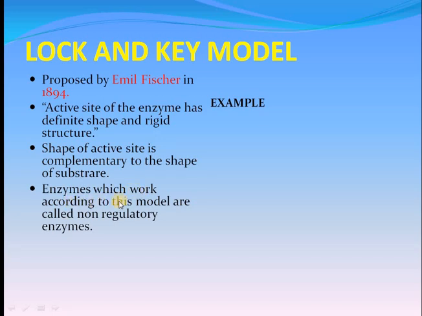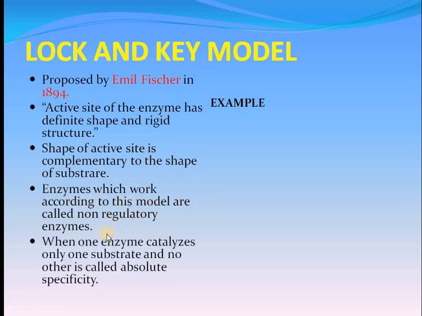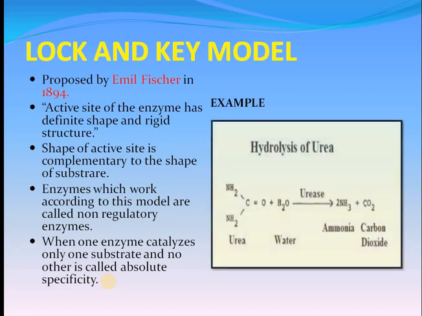Enzymes which work according to this model are called non-regulatory enzymes. When one enzyme catalyzes only one substrate and no other, it is called absolute specificity. This model is exercised by a very small number of enzymes. Here is an example of this model: hydrolysis of urea. Urea shows highly absolute specificity. How? Urea and water combine, and in the presence of urease, it is converted into ammonia and carbon dioxide. This reaction will take place only with this enzyme.